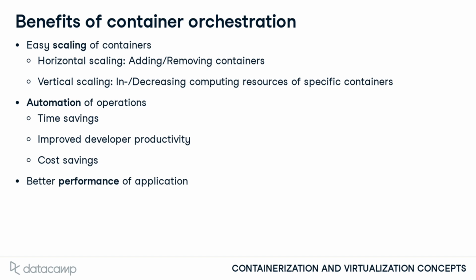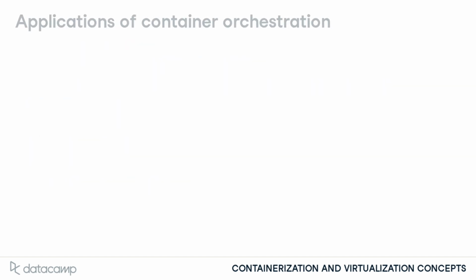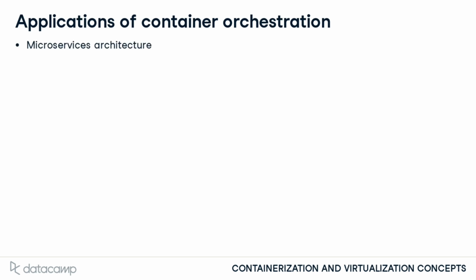However, as teams gain experience and expertise, they can effectively overcome these challenges and gain the many advantages of container orchestration. So, where is container orchestration useful? First and foremost, it's valuable in scenarios like microservices architecture, where large applications are broken down into smaller, more manageable services, each running in its own container.